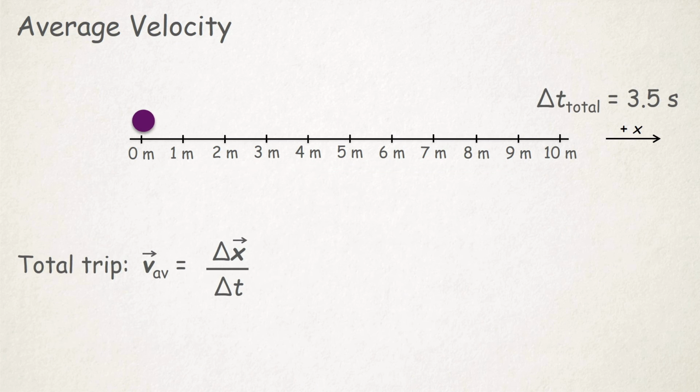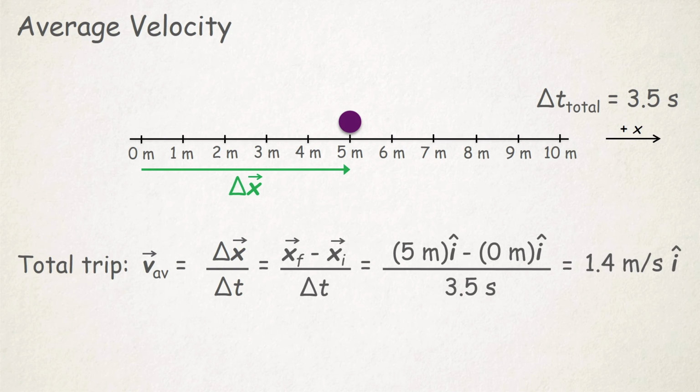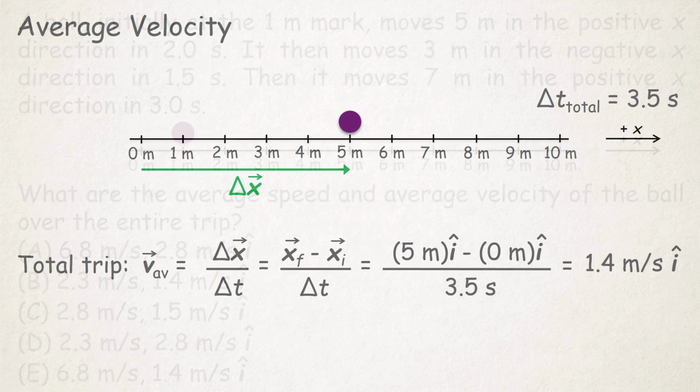You can also determine the average velocity for the total trip by using the total displacement, which is the vector delta x drawn from the initial position to the final position. The final position, 5 meters, minus the initial position, 0 meters, divided by the total time interval, 3.5 seconds, gives an average velocity of 1.4 meters per second in the positive x direction. This is the same answer you got previously when you separated the calculation into 2 parts, because both methods of calculating the average velocity are valid.